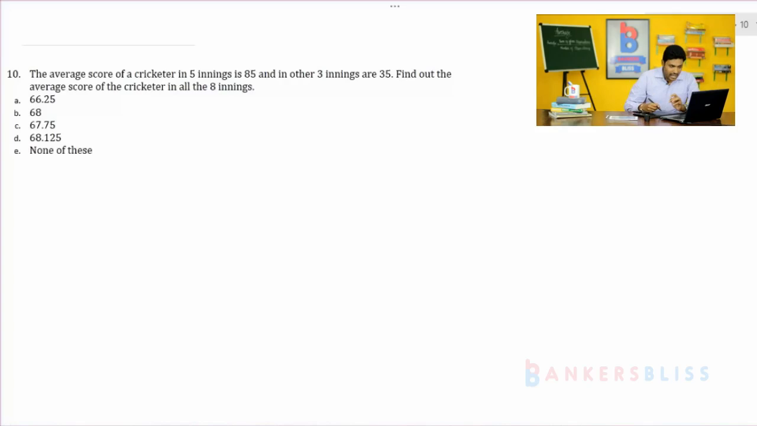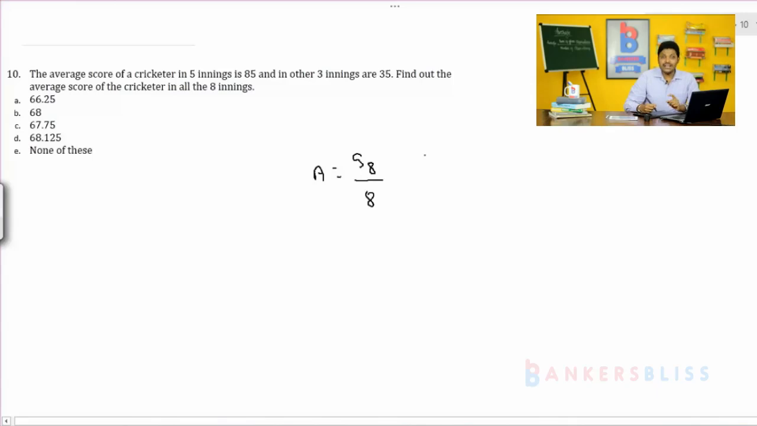So calculate the average of 8 innings. Average of 8 innings is equal to sum of 8 innings by 8. The sum of 8 innings they have not given, indirectly they have mentioned in the problem. So the data they have given is sum of 5 innings by 5 is equal to 85, that is the average of 5 innings. Next, sum of 3 innings divided by 3 is equal to 35. So based on these two data, we can calculate S5 and S3. If we add both the two, we will get S8.